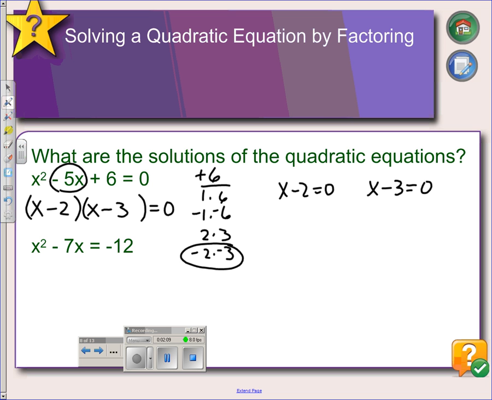So each of these is just a linear equation and we know how to solve them. We would add 2 on each side to get x equals 2 and add 3 on each side to get x equals 3.